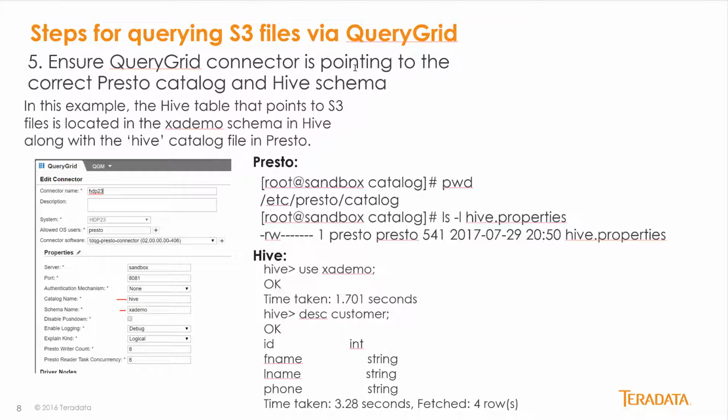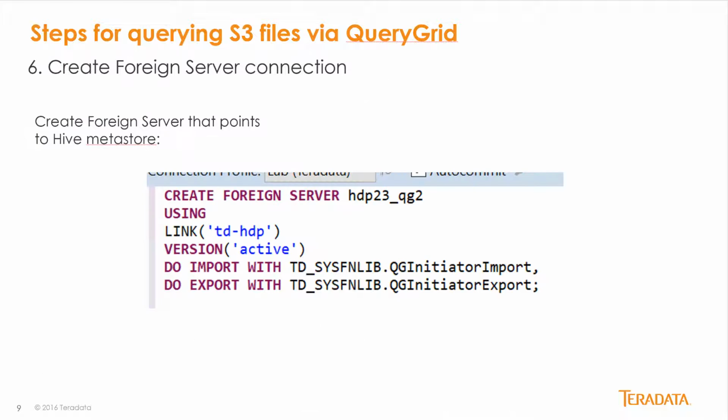Then we want to make sure that QueryGrid connector is pointing to the correct Presto catalog and Hive schema. So when you go into QueryGrid, you can edit the connection, and here you have a choice for catalog name and schema name. In our example, we're using XA demo, and then we're using Hive catalog name.